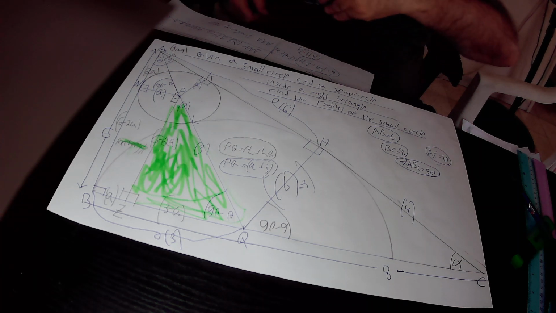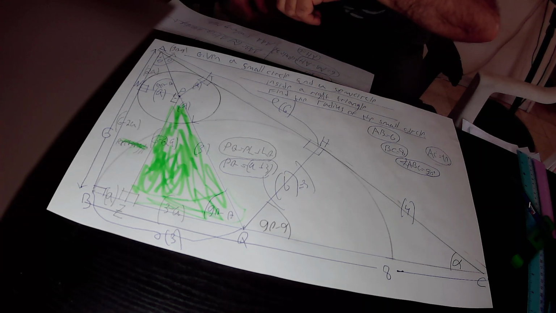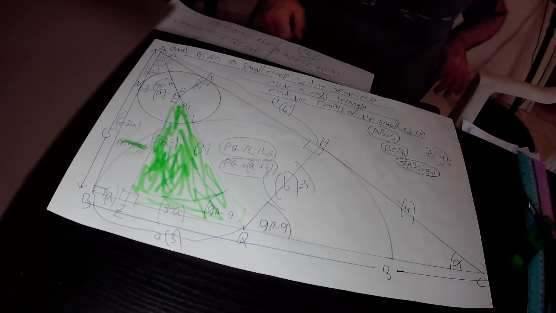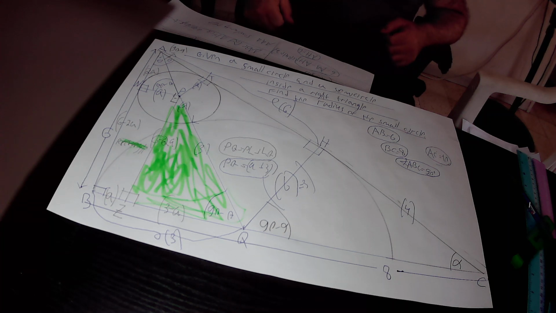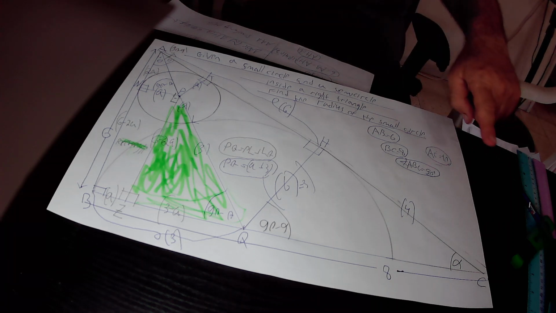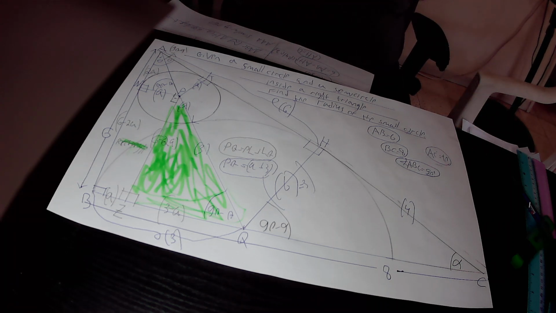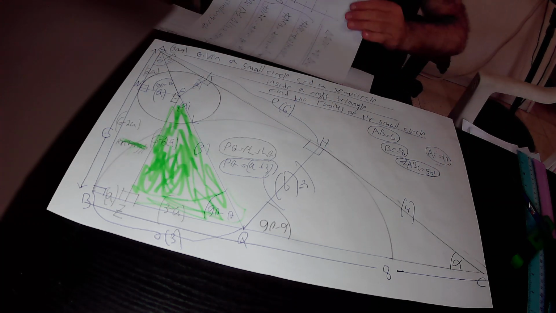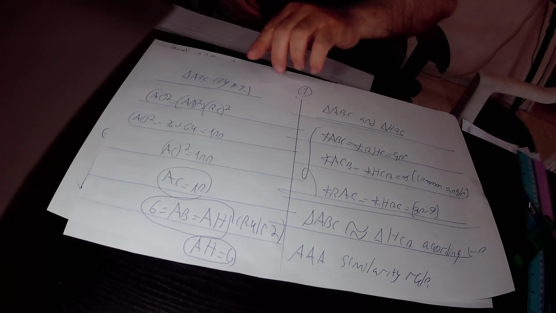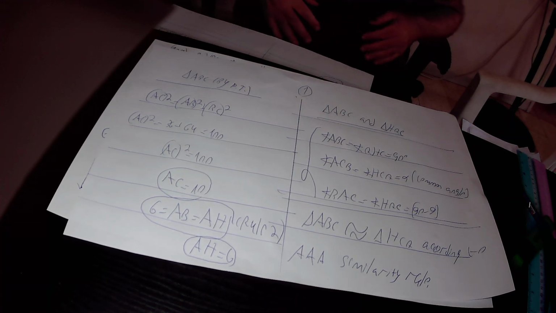First of all, we implemented the Pythagoras theorem in the right triangle ABC. According to the Pythagoras theorem, in any right triangle, the square of the hypotenuse equals the sum of the squares of the perpendicular sides. The hypotenuse in the right triangle ABC is AC, therefore AC square must equal AB square plus BC square.